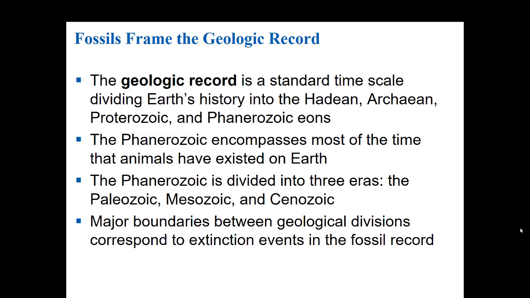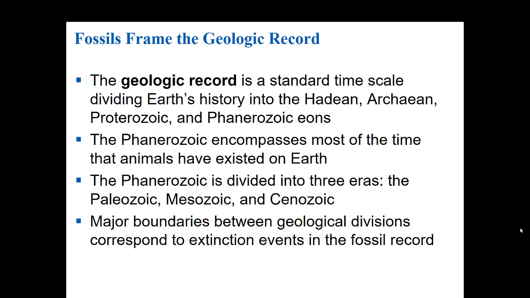The geological record is a standard timescale dividing the Earth's history into different eons. And there are 4 different eons. These aren't eras, they're different than that. There's the Hadean, Archean, Proterozoic, and Phanerozoic. The Phanerozoic encompasses most of the time that animals, as we understand animals, existed on Earth. And it's divided into 3 eras. So eras are going to be smaller periods of time than eons are. So there's Paleozoic, Mesozoic, and Cenozoic.